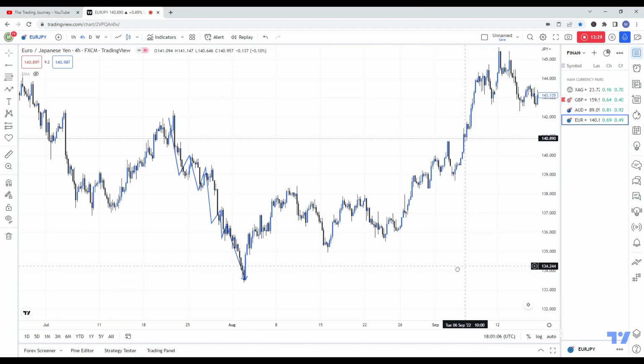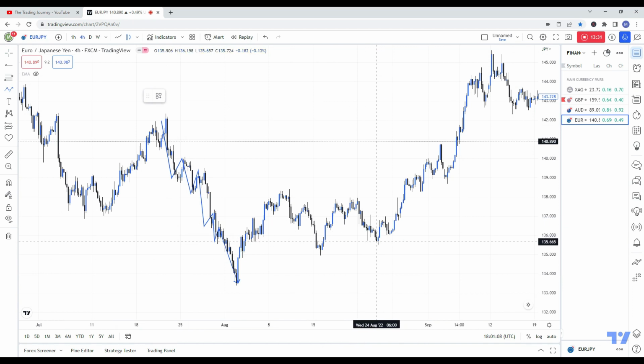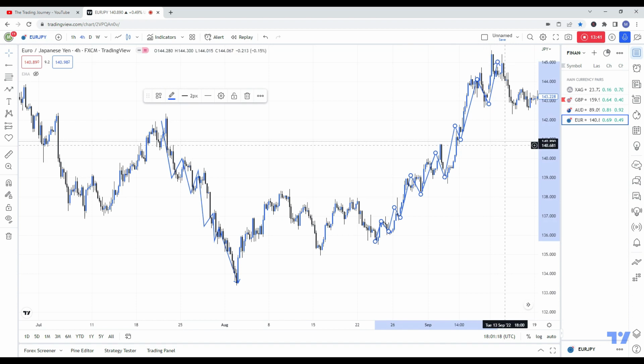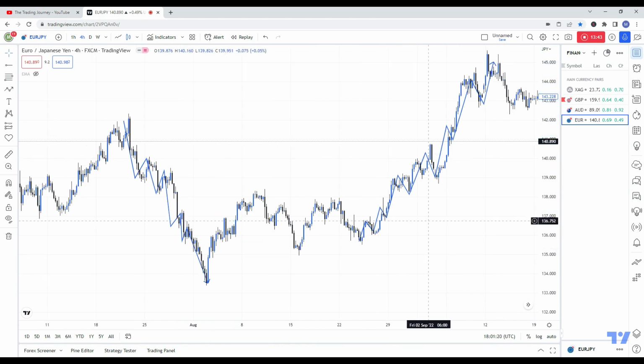And if the market is going up like this, up, down, up, down, up, down, up, down, up, down, up, down, up. If the market is looking like this, you only look for buys, you don't look for sells. Why? Because you want to go with the trend. You want to go with the market. Why would you go against the market?